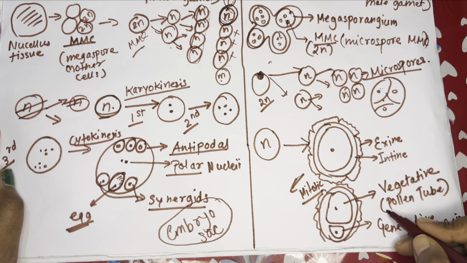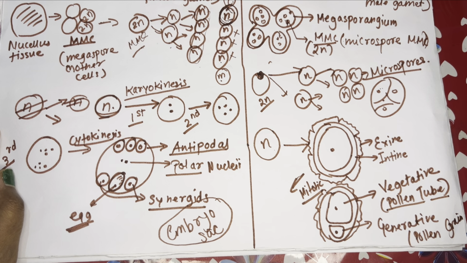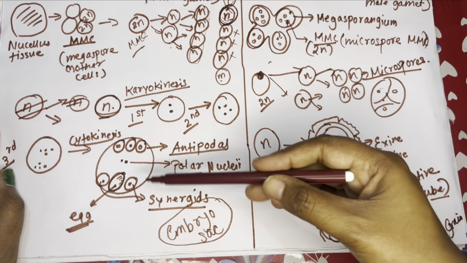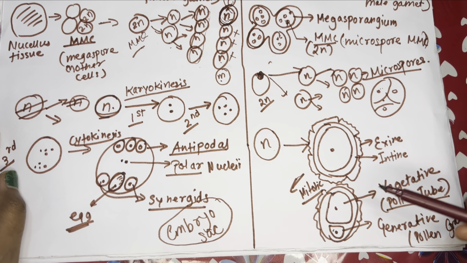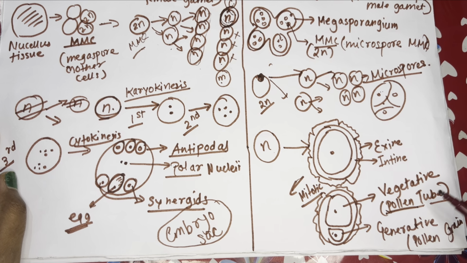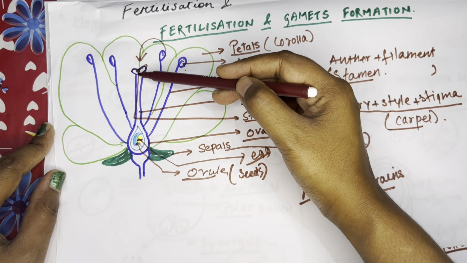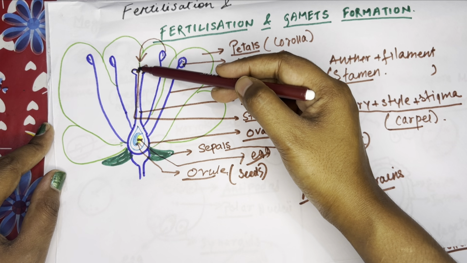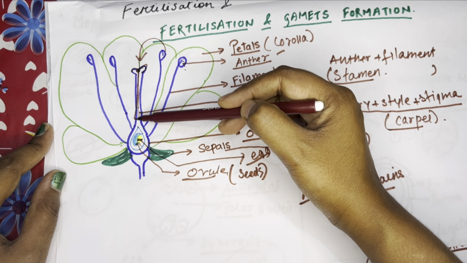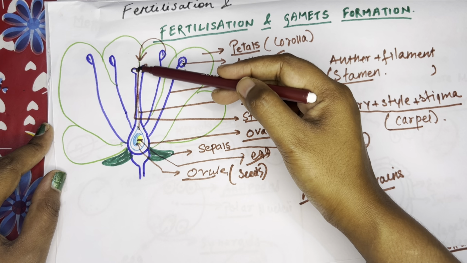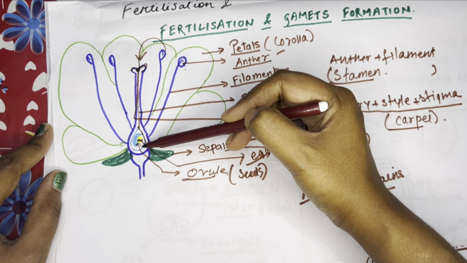Now, what is this pollen tube? I hope you already know about pollen grain. This will fertilize with the egg later on. But what is the role of this pollen tube? The pollen tube will make a tube like this, through which the pollen grain can enter and reach the egg.